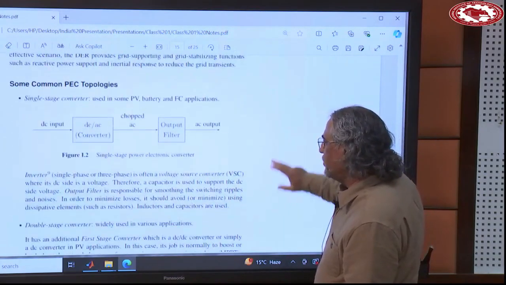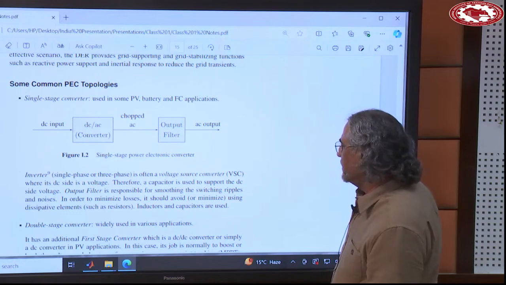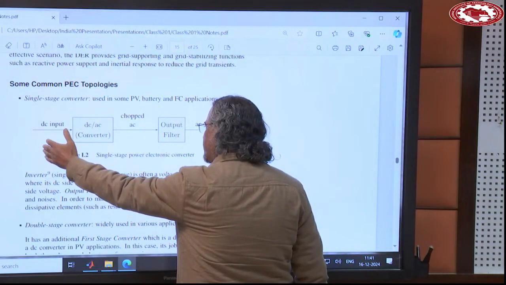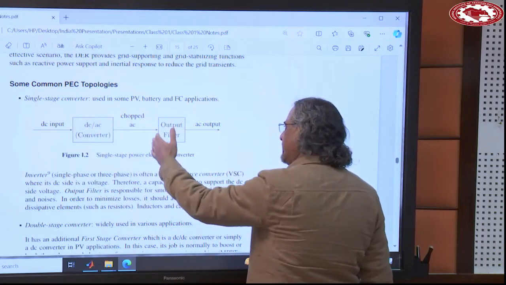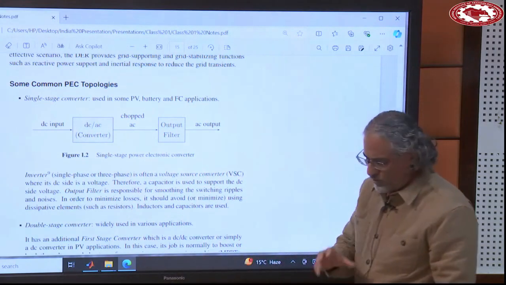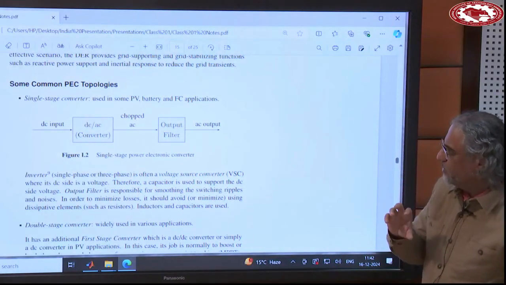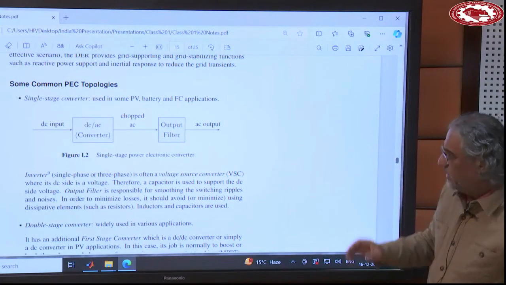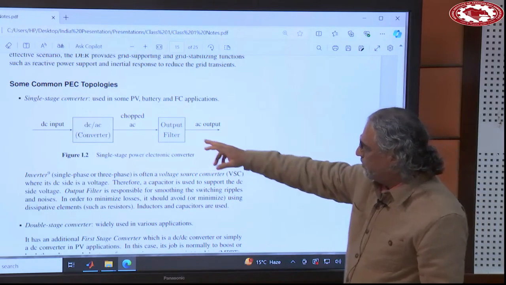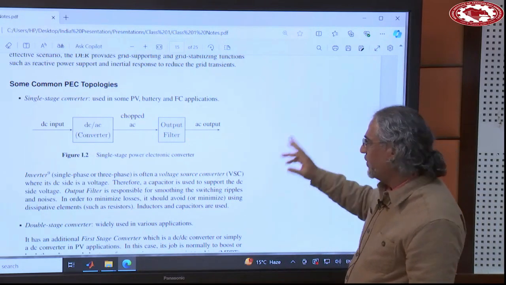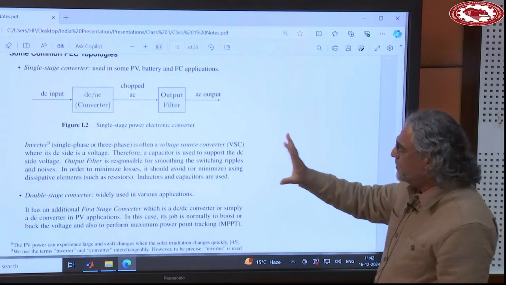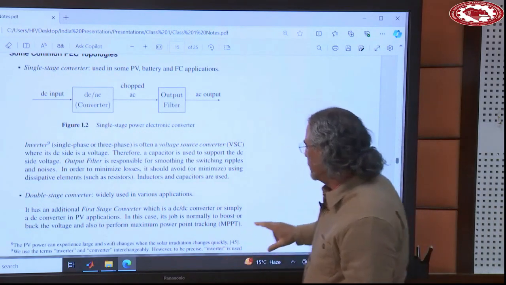So some common topologies that we have: we have a DC input, let's say a solar generator, then you have DC to AC. The switches really chop, so to speak, the voltage and generate an AC from DC, but that voltage is not smooth. So you need a filter to make that voltage or current smooth. This is called a single stage. You directly convert DC to AC.